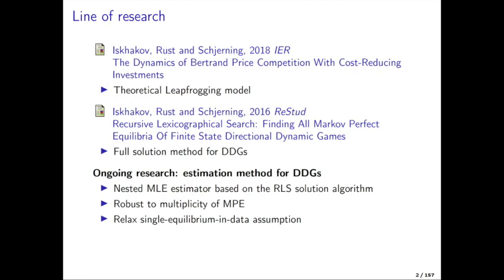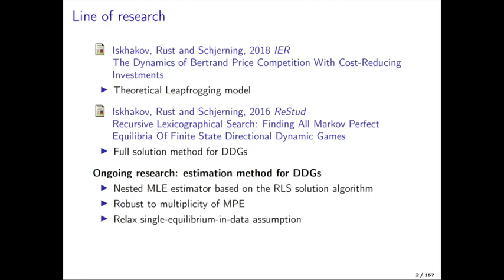So this is a theoretical model of leapfrogging investments by duopolies who are competing with each other in a Bertrand price competition way. This is a theory paper, and we're going to use this model as a workhorse to test both an estimation approach that we will touch on at the end, and a full solution approach for solving this class of games that we call directional dynamic games.